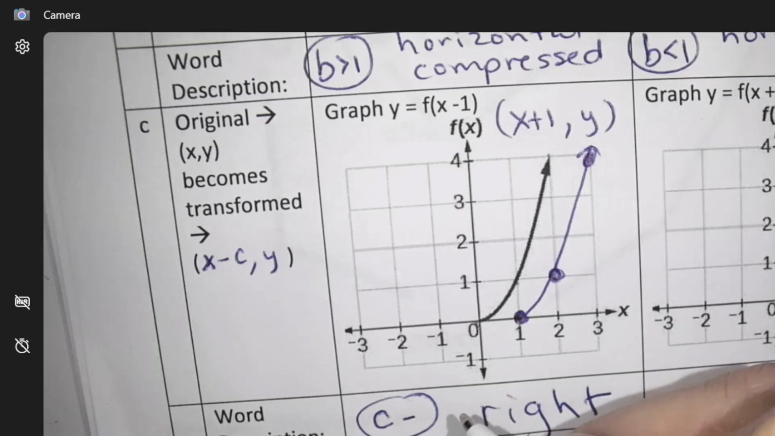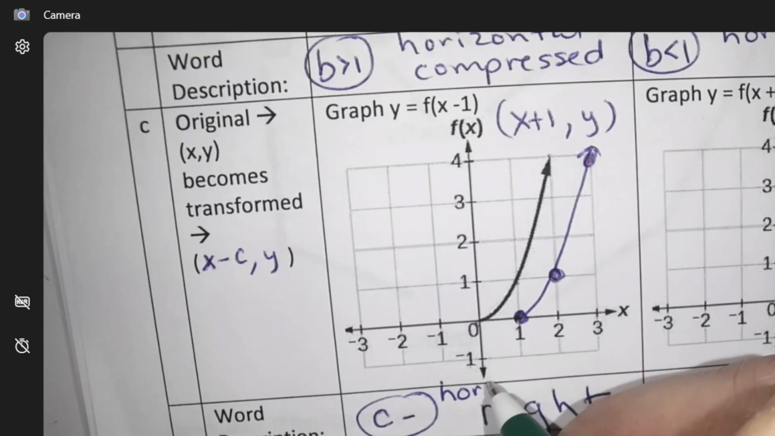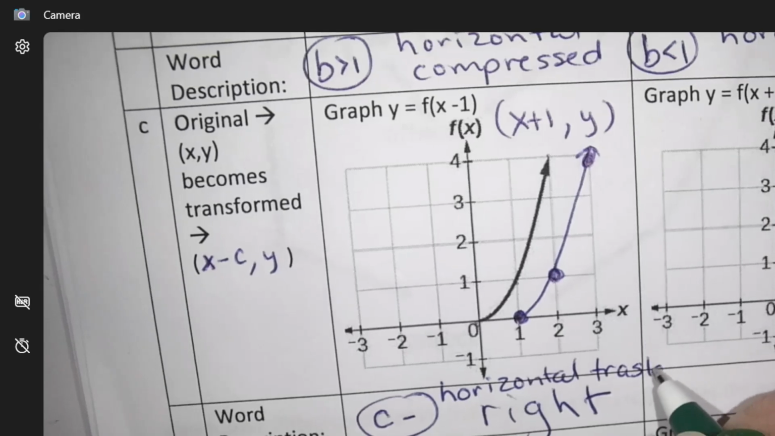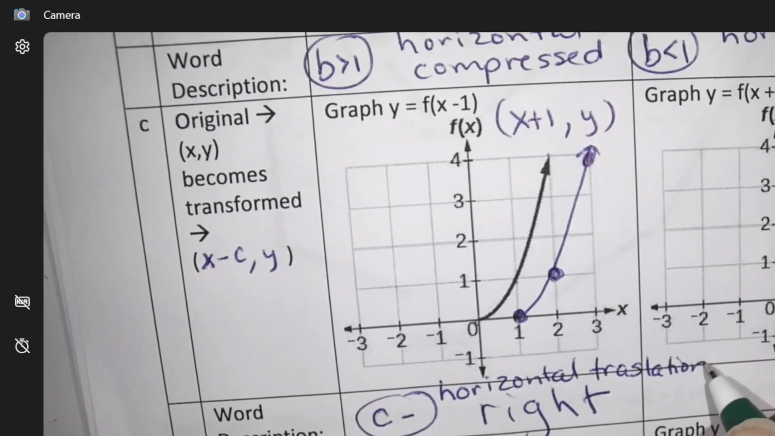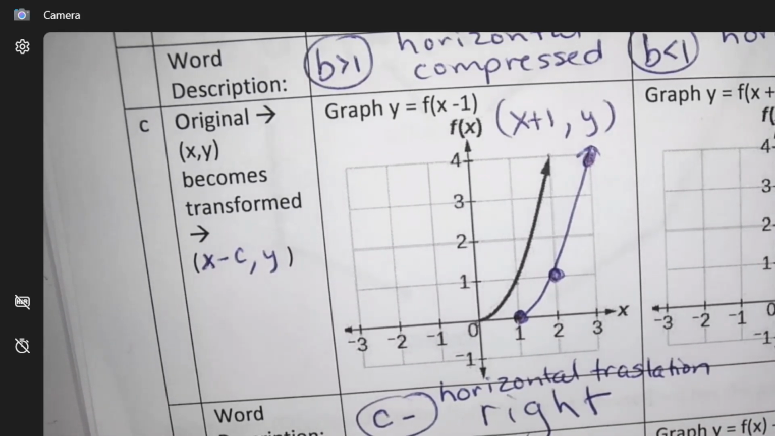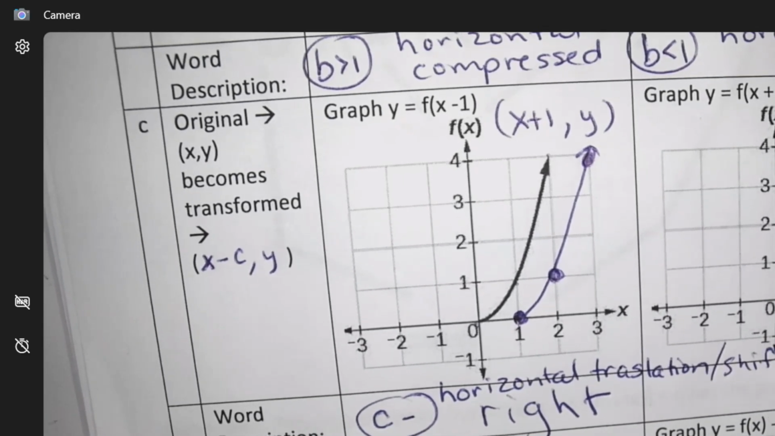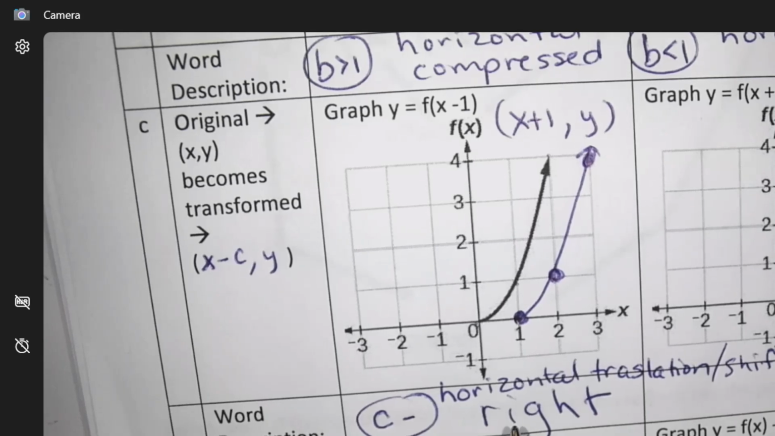The official name is a horizontal translation. Actually, I want to use the word shift. Or translation, a horizontal shift. Horizontal translation or horizontal shift, those are their fancy terms. And where does it shift? It shifts right.